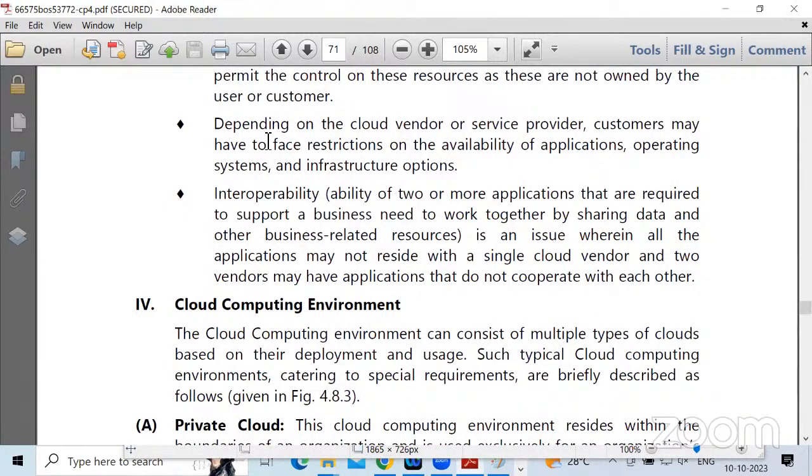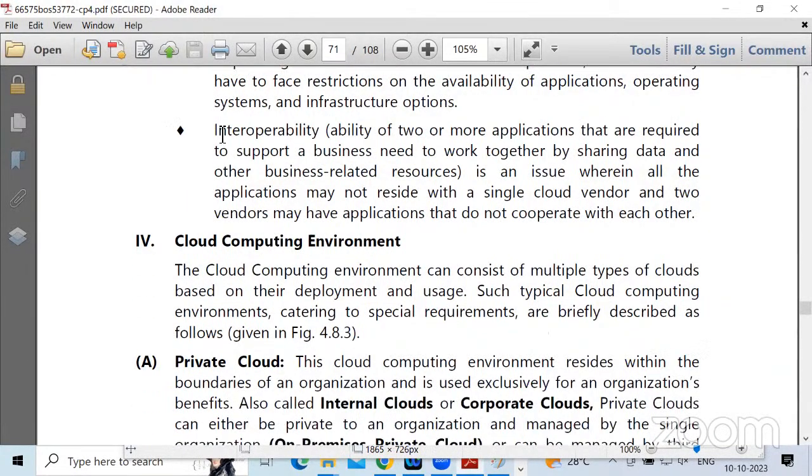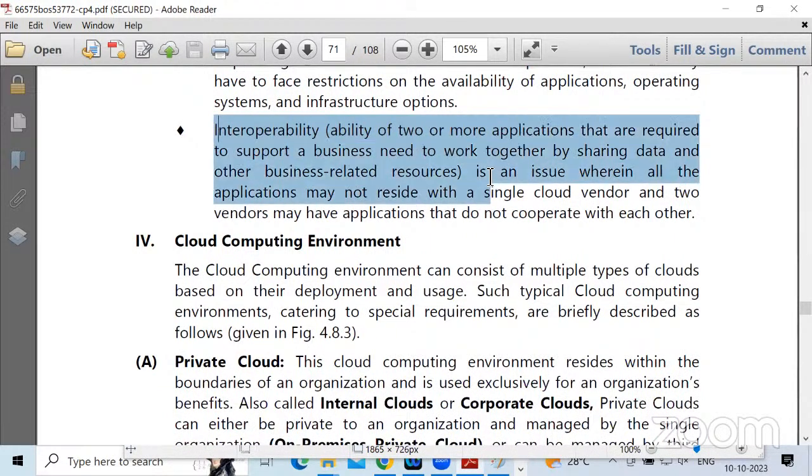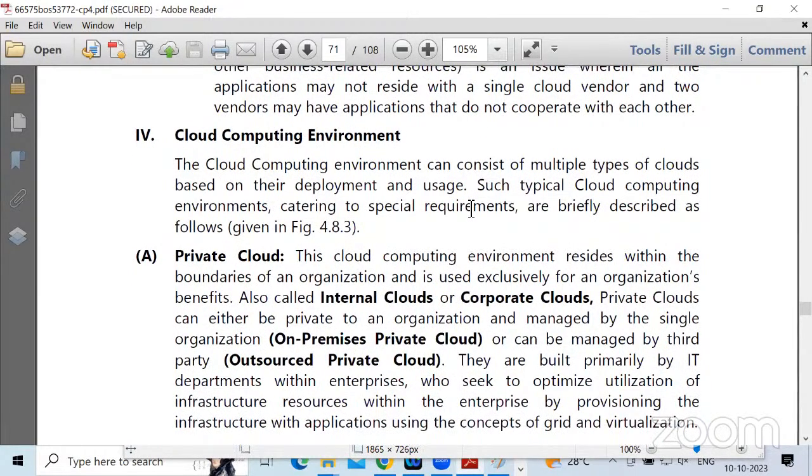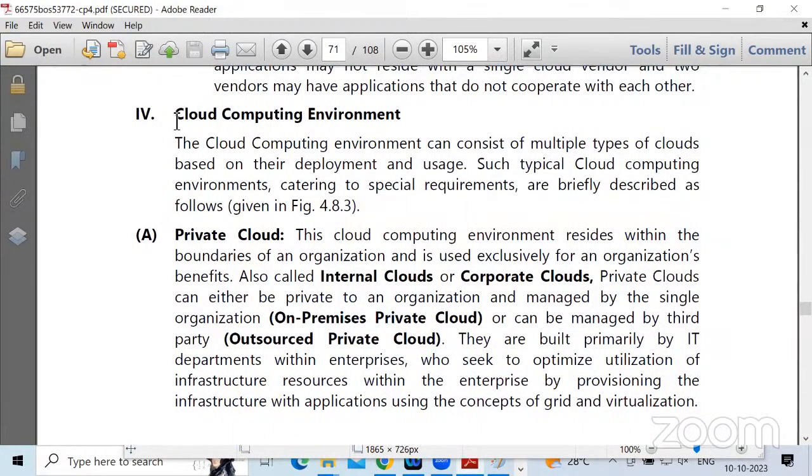You do not have control. You have to depend on the service provider or vendor because he only will give you all the necessary things. You cannot do anything on your own. Interoperability is also an issue, but it is normally not an issue because interoperability is possible in cloud computing, but still it can create a problem for you. So these are all disadvantages. Now you have to be careful in this cloud computing environment.